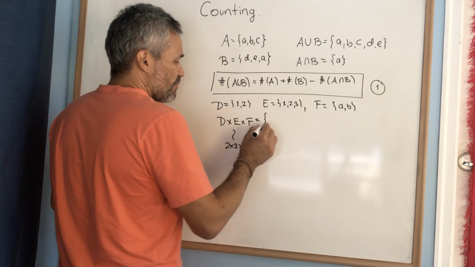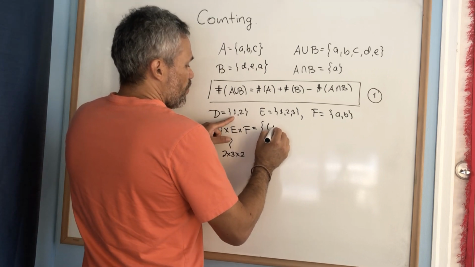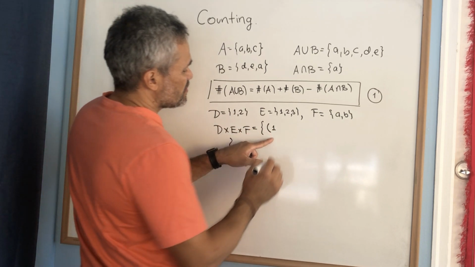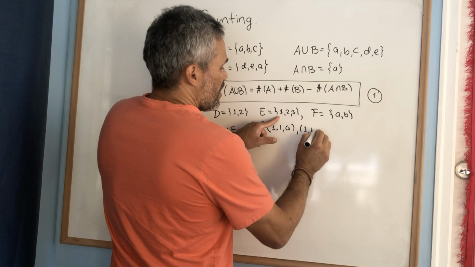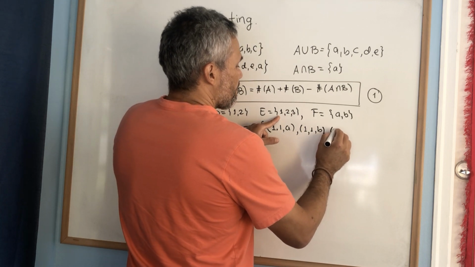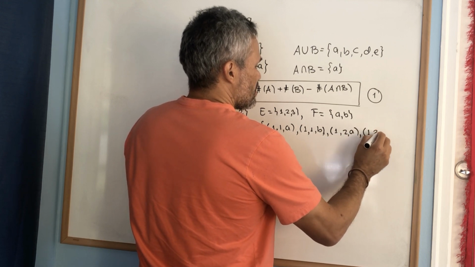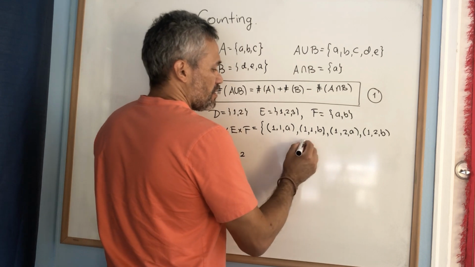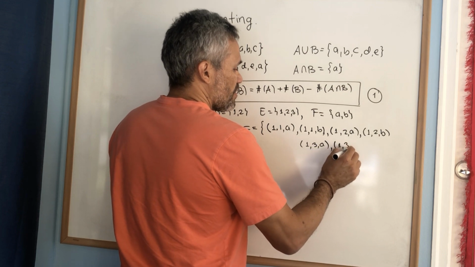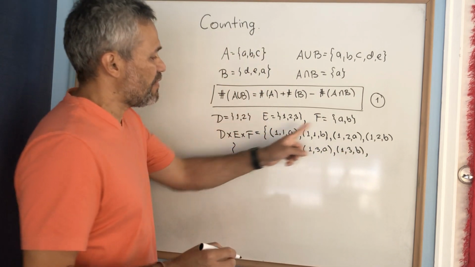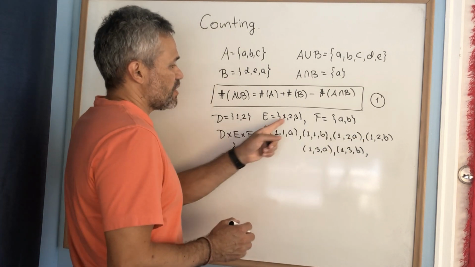And let me just remind you what the elements in this Cartesian product are. Let's take care of everything that starts with 1: (1,1,A), (1,1,B), (1,2,A), (1,2,B), (1,3,A), (1,3,B), and this is everything that starts with 1. We have 1, 2, 3, 4, 5, 6, because 3 times 2 is 6.